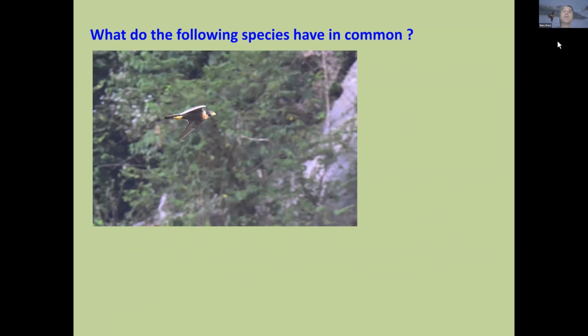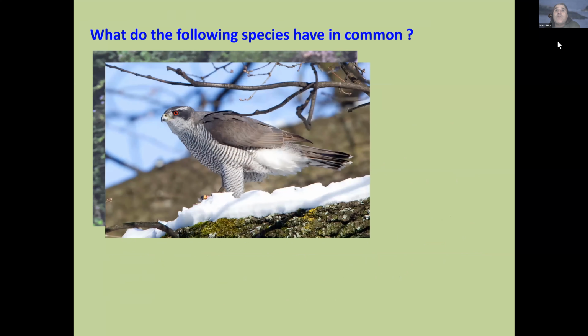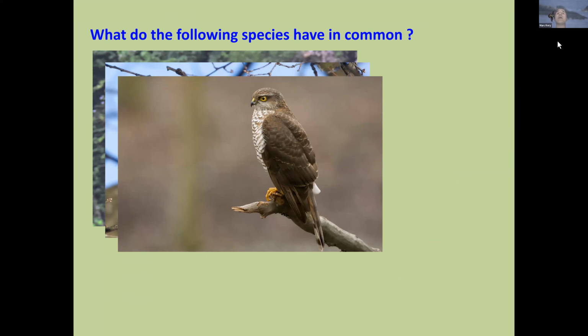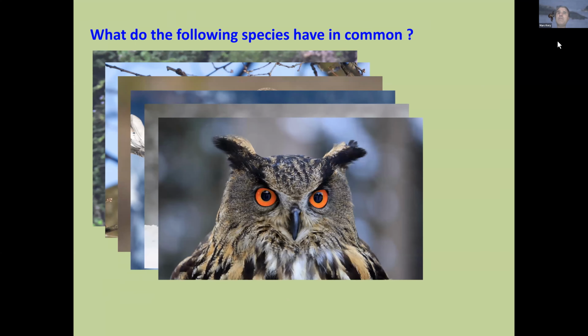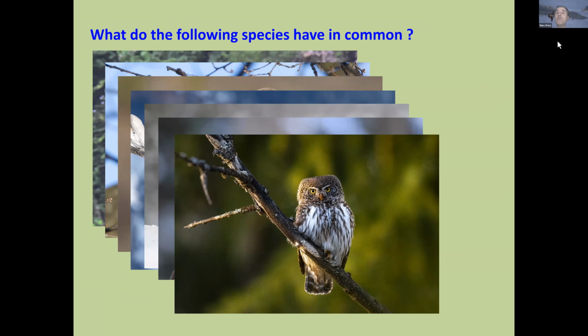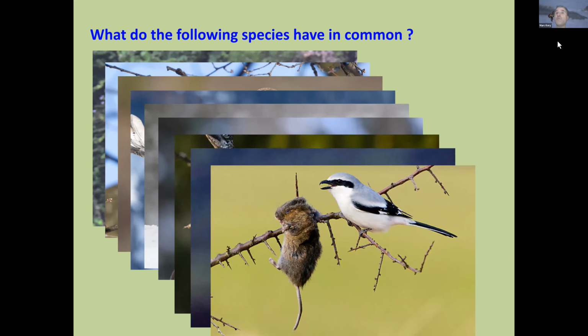Look at these beautiful species here. This is a Malaysian peregrine falcon, by the way, photographed by our late friend Ui. Goshawk in Europe, sparrowhawk, bearded vulture, golden eagle, eagle owl, pygmy owl, barn owl, and as an honorary raptor, so to say, the wonderful great gray shrike, or northern shrike, as the Americans call it. What do they have in common?